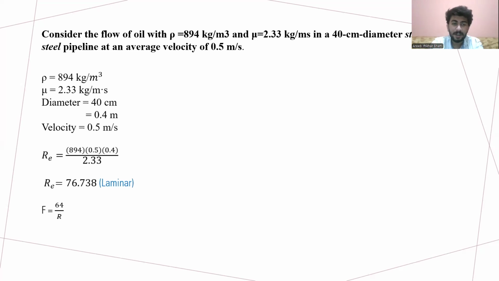So let's find the Reynolds number. Reynolds number is equal to density multiplied by velocity multiplied by diameter over mu. Here 0.5 is the velocity. So I get a Reynolds number equal to 76.783. Now you see it is less than 2500, so it means our flow is laminar. We have already derived the friction factor for laminar flow, which is 64 over Re. And when I put the value of Reynolds number in this equation, I get the friction factor value, which is equal to 0.834.